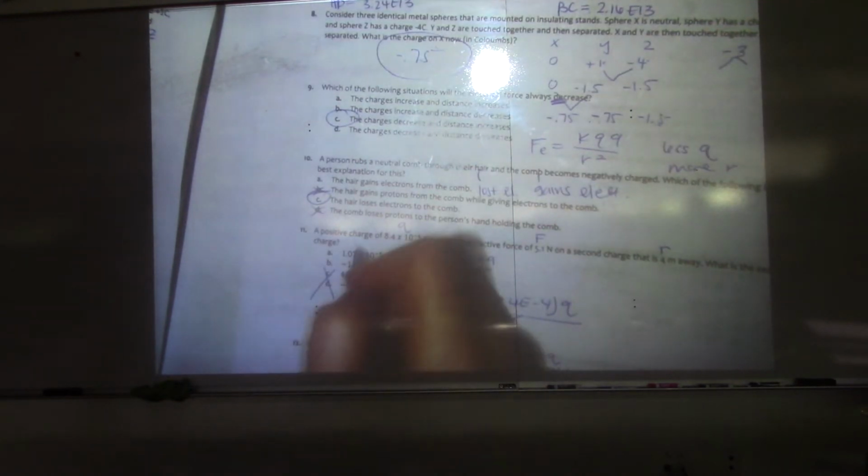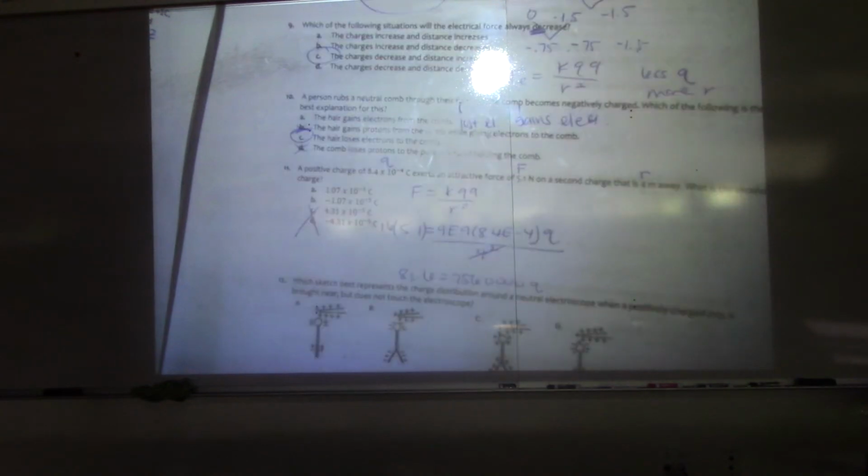Now the sign, our equation does not give us the sign. We have to read that this is an attractive force. We know opposites attract, so if this one is positive, the other one is opposite, which is -B.